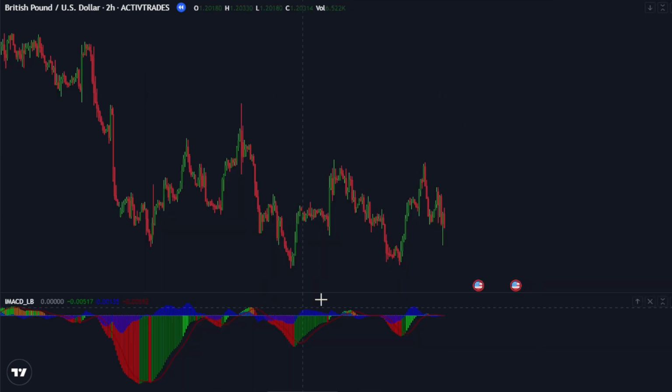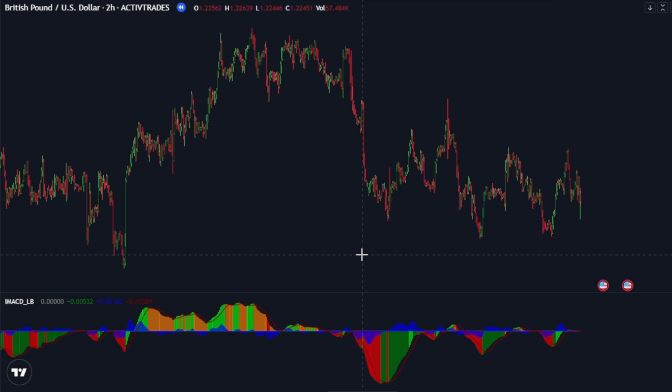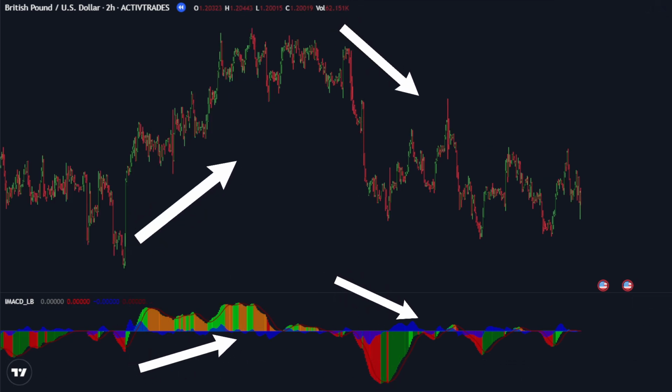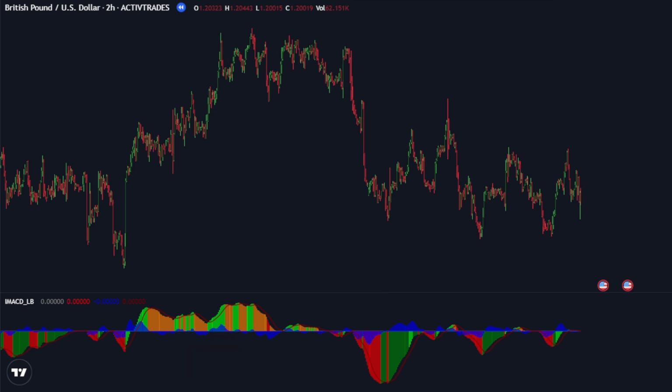With Impulse MACD, you'll be able to spot trend changes and momentum shifts with greater accuracy, allowing you to enter and exit trades at the right time. Whether you're a beginner or an experienced trader, Impulse MACD can help take your trading to the next level.